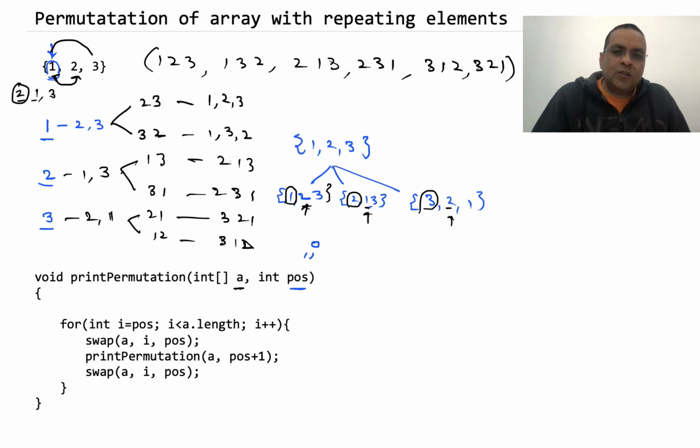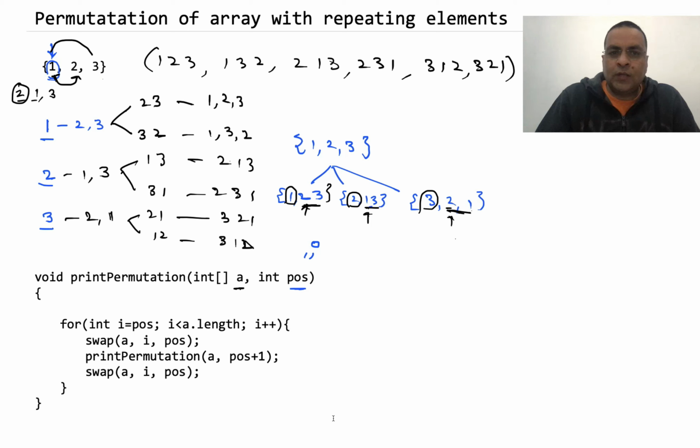This function is responsible for printing the permutations of 2, 3. This function is responsible for printing the permutations of 1, 3. And this function is responsible for printing the permutations of 2, 1. If we get the recursion correct, then these functions will be performing their duty respectively.